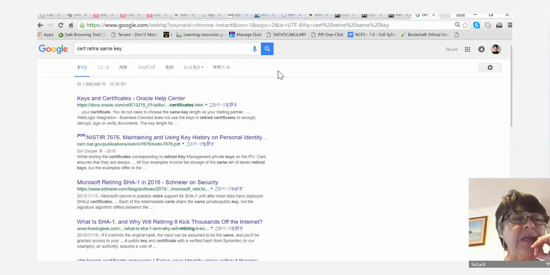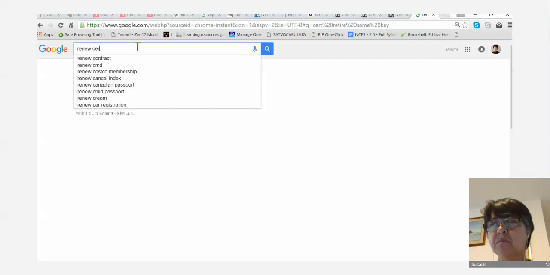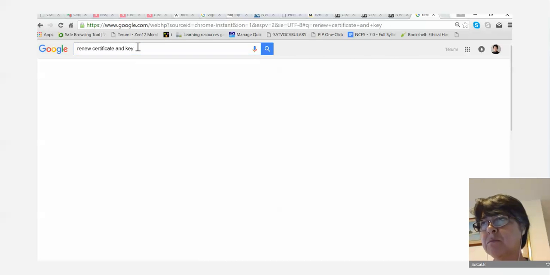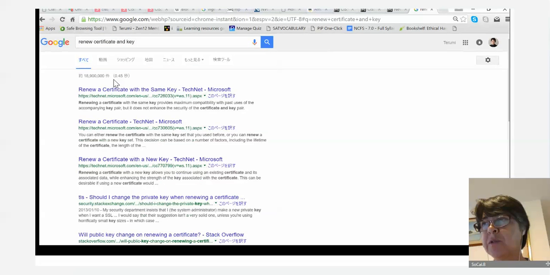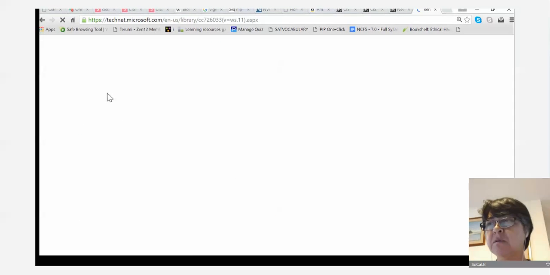Okay, so Terry, when they renew certs, is the key being reused? Only the certificate is being updated? Oh, is that right? Wow. Oh, there it is. Renew the certificate with the same key. Look at that, Terry. Let's see if that comes up.